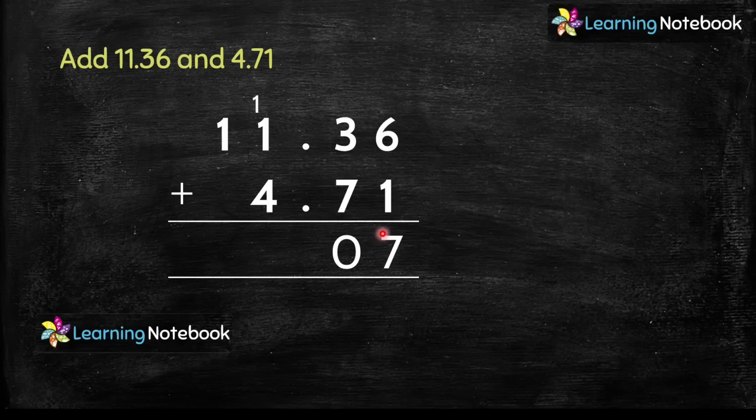Now, before adding the whole number part, put a decimal in the answer. Now, we will add the whole number part. 1 carry plus 1 plus 4 equals to 6. And then we have 1. So, our sum is 16.07.